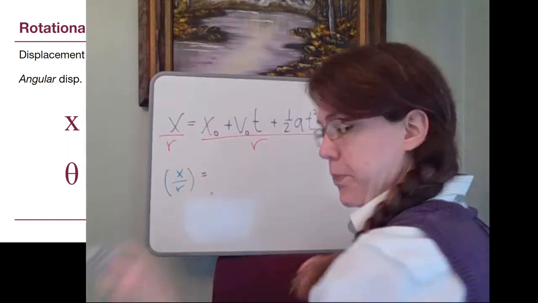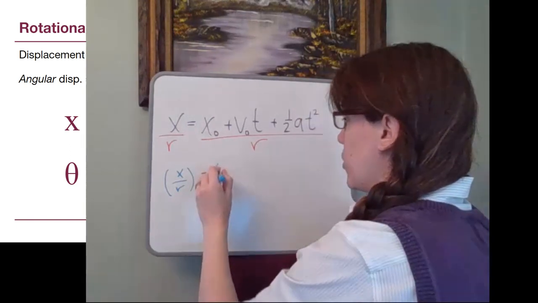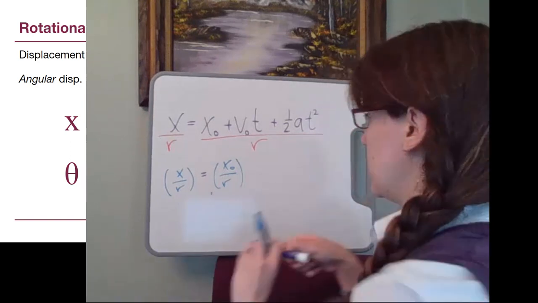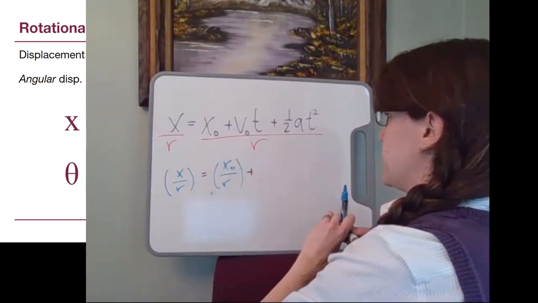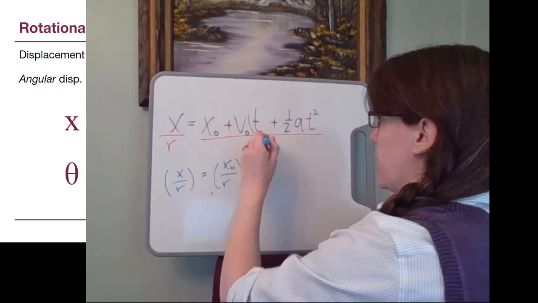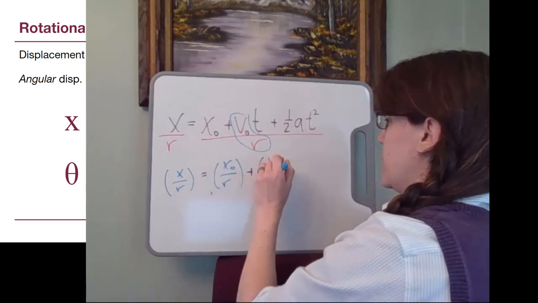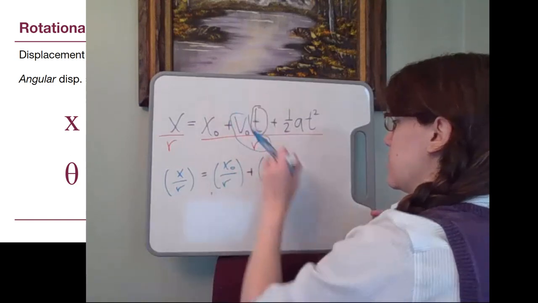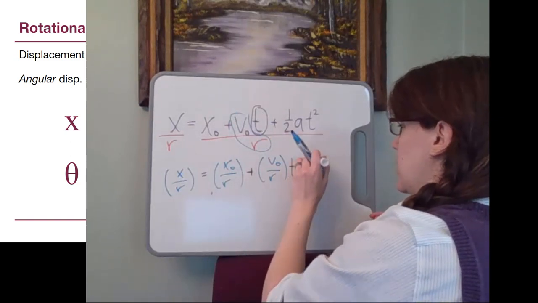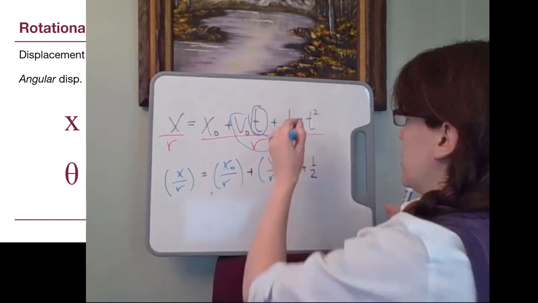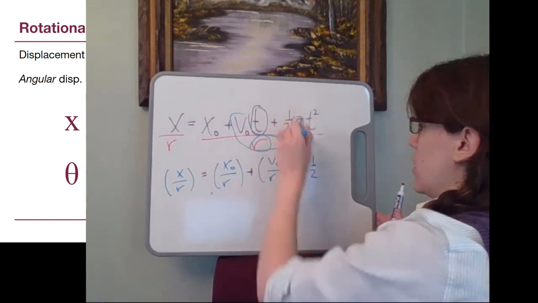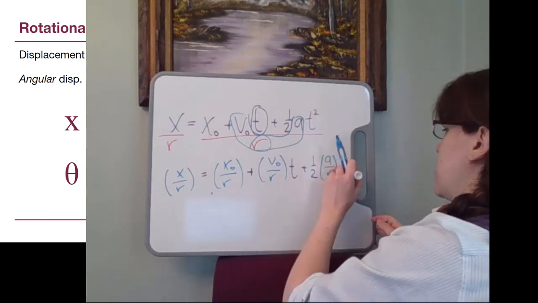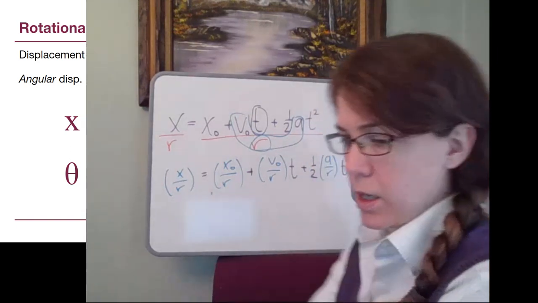Is equal to x naught over r, plus... So let's look at this part. V naught over R, and then the t is still here. And then the a over R, and then the t squared is still here as well.